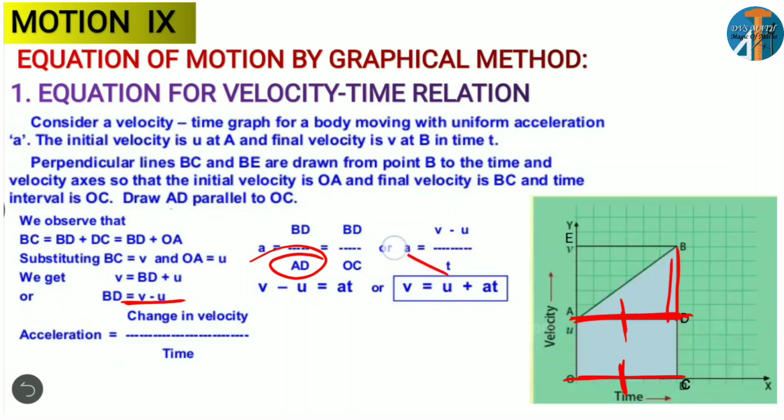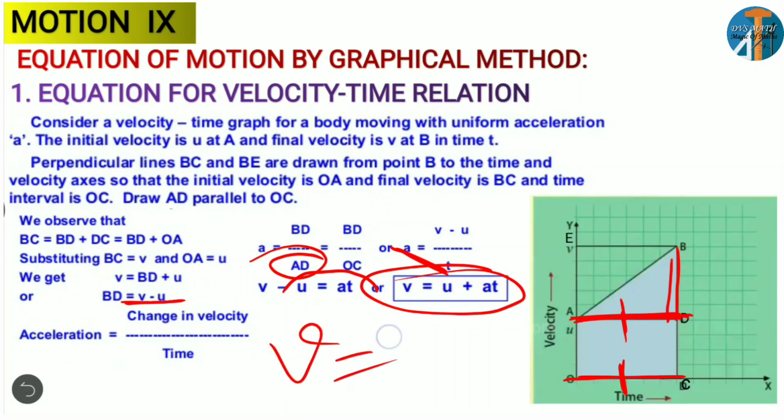Now cross multiplication: AT is equal to V minus U. Take minus U to the RHS, it becomes plus. So V is equal to U plus AT. This is the first equation of motion. What is the first equation of motion? V is equal to U plus AT. This is how we derived the first equation of motion.